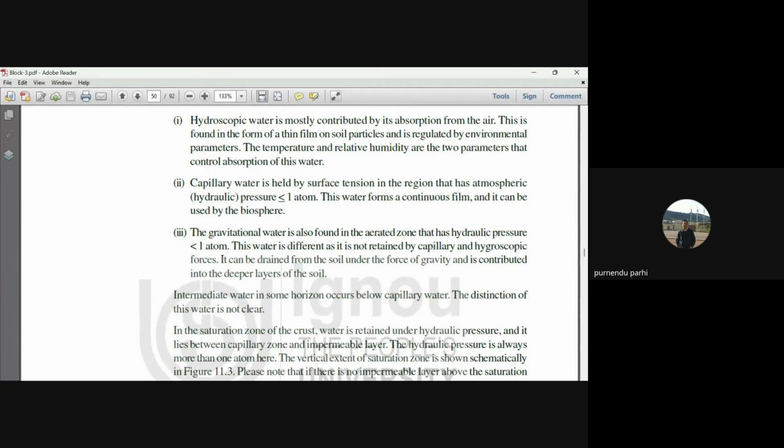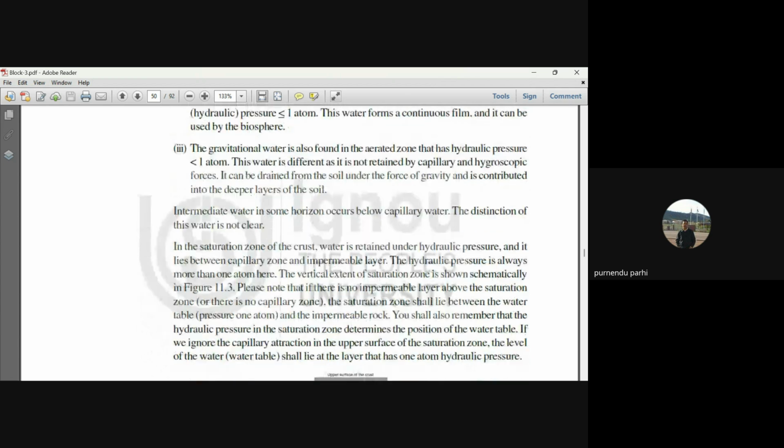Gravitational water is also found in the aerated zone that has hydraulic pressure. This water is different as it is not retained by capillary and hygroscopic process. It can be drained from the soil under the force of gravity and is contributed into the deeper layer of the soil. Intermediate water in some horizons occurs below the capillary water. The distinction of the water is not clear.